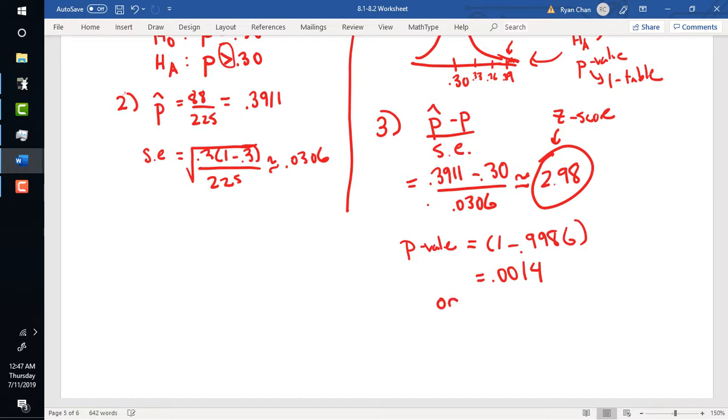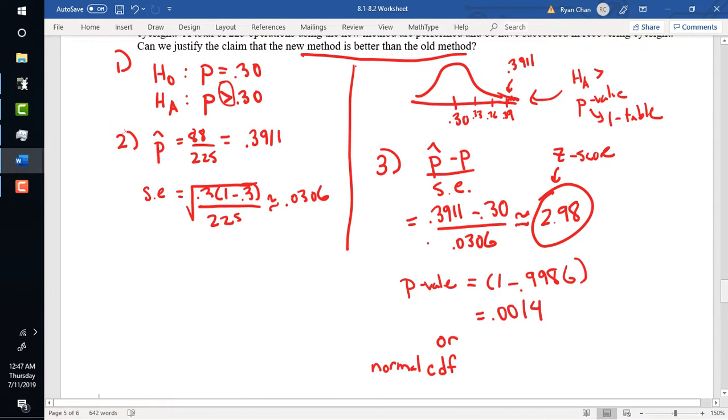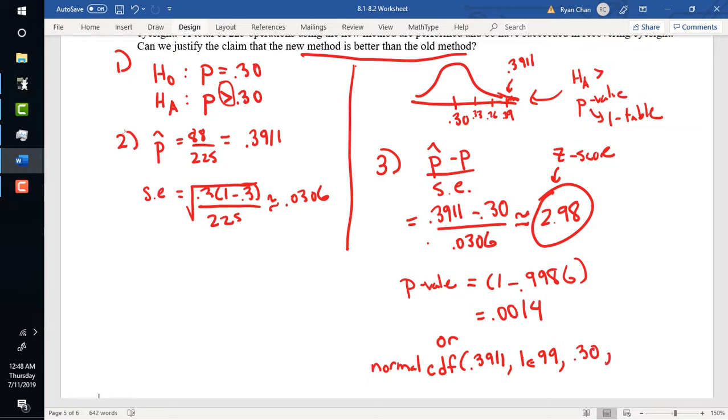Now, if you don't like that, remember you can use your normal CDF. You can do normal CDF for all three: less than and greater than. If you have not equal to, you just do normal CDF for one of your sections and then multiply it by 2. So my normal CDF, if I look at my curve, what's my smallest? My smallest is 0.3911. That's where my shading begins. My upper is 1E99. My middle is 0.30, and my standard error is 0.0306.